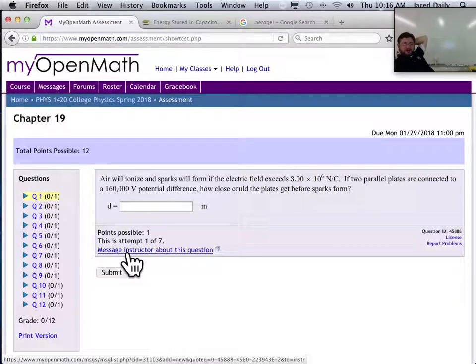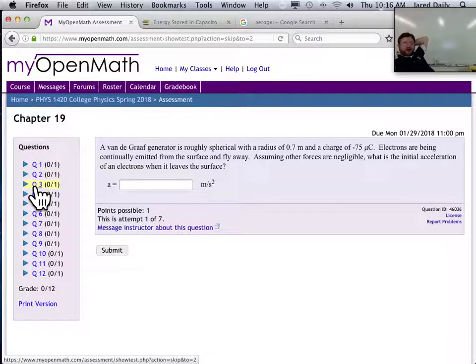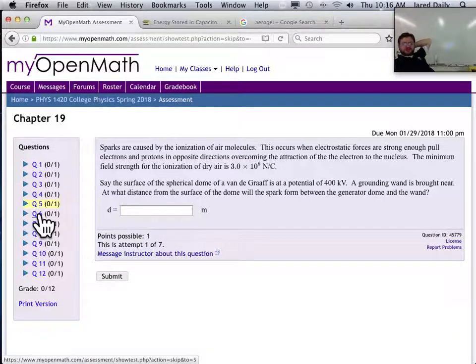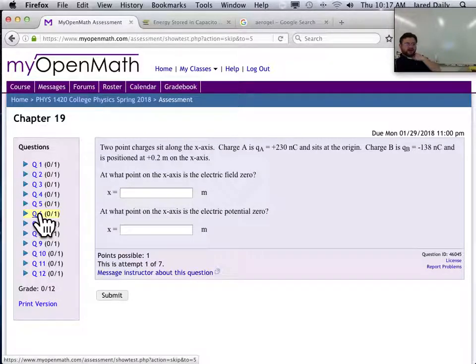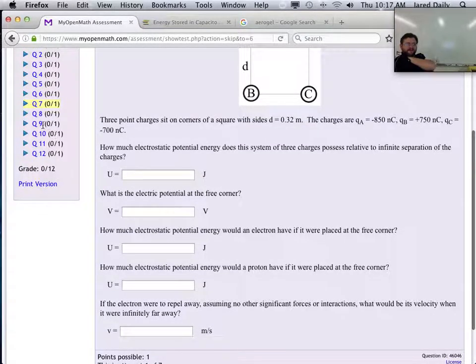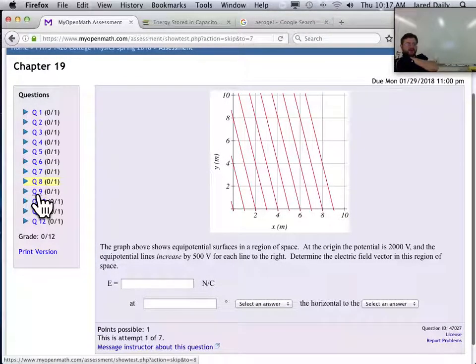Okay, so here's a parallel plate capacitor. Question 1, another parallel plate capacitor. Van de Graaff generator. Metal spheres. Sparks, pulling protons, nucleus, field strength. So that's comparing voltage to field, which we learned about. Charges on the x-axis, potentials. So here we're talking about electric field and potential again. So these are all things related to stuff like we did in the lab. Here's another one related to things like in the lab. Field and potential.